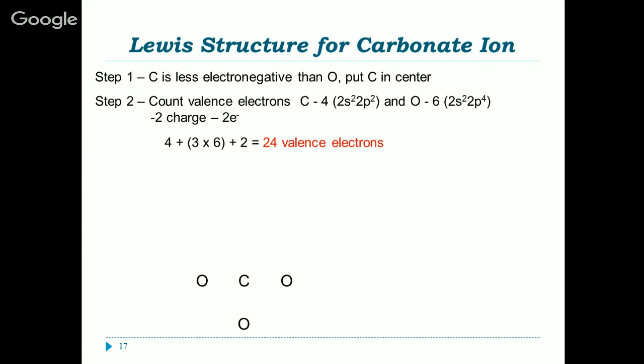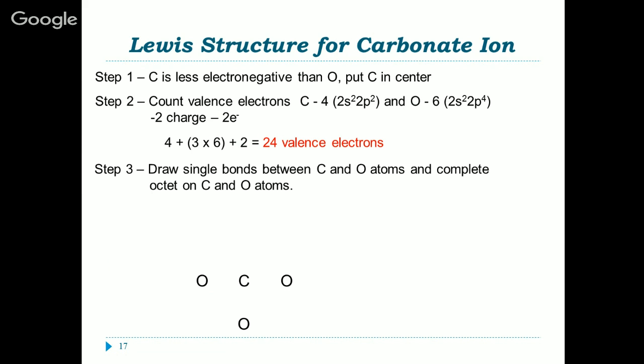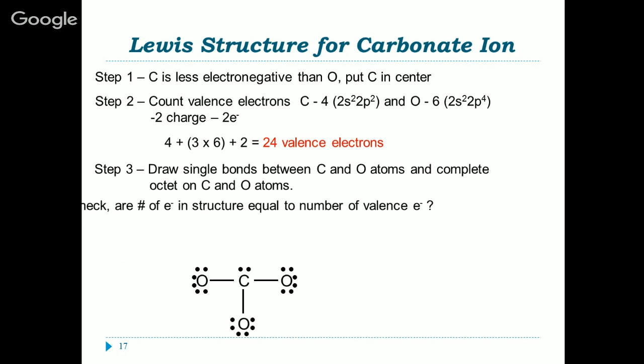So we do our count. 3 oxygen atoms with 6 is 18, plus 2 is 20, plus 4. 24 valence electrons have to be represented in our structure. So we draw our single bonds between our atoms, then go in and add our valence electrons, and then we start to look at how many electrons each has. 2, 4, 6, 8 for each atom. So are the number of electrons in the structure equal to the number of valence electrons?